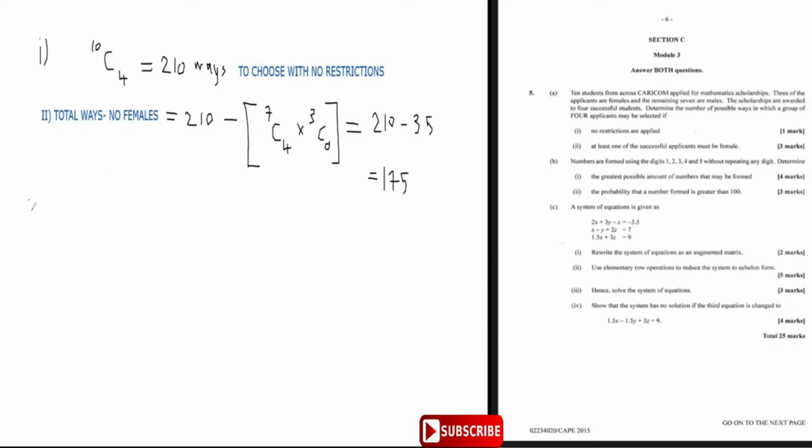Part B says, numbers formed using the digits 1, 2, 3, 4, and 5 without repeating any digit. Determine the greatest possible amount of numbers that may be formed. And so let's go to this box right here. I like to draw a box and then cut it up based on the amount of things that they want. So 1, 2, 3, 4, 5. 5 boxes for each digit.